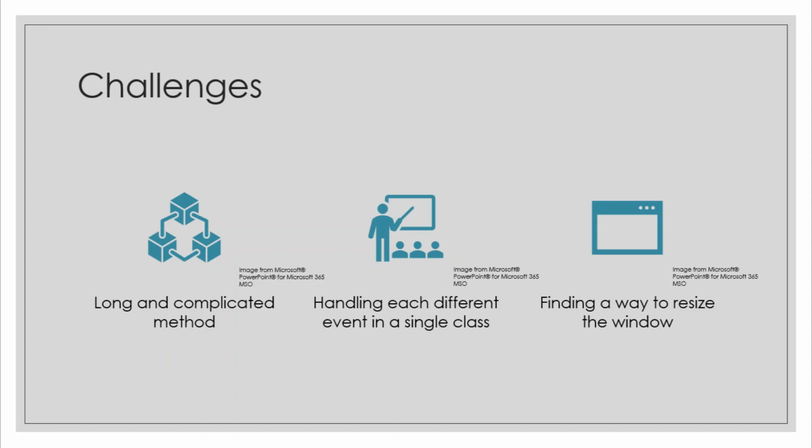Thank you. So some of the challenges that we ran into were long and complicated methods, like Tom alluded to. How we dealt with that is we broke them down into smaller methods, and we were able to make it a little more manageable that way. The next challenge we ran into was handling each different event in a single class. We solved this one by figuring out that we can actually check which event occurred. Then once you figure that out, you can call the corresponding method in the class. So it was really interesting to figure that one out.